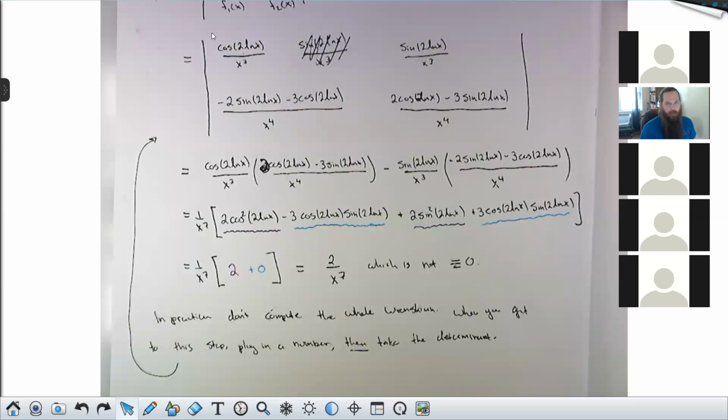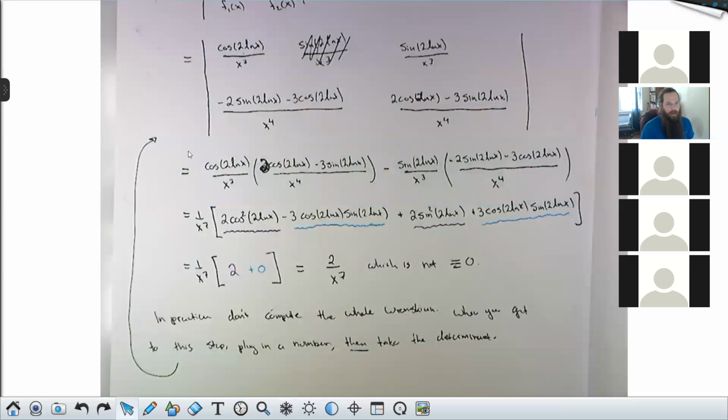So much faster to come back here and plug in a number. If I were to plug in x equals 1, then I would have the cosine of 0 over 1, the sine of 0 over 1. This would be the -2 times the sine of 0, -3 times the cos of 0 over 1, 2 times the cos of 0, -3 times the sine of 0 over 1. So this would just be 1, 0, -3, 2. All right, 1, 0, -3, 2. And that's a much easier determinant to calculate than this.